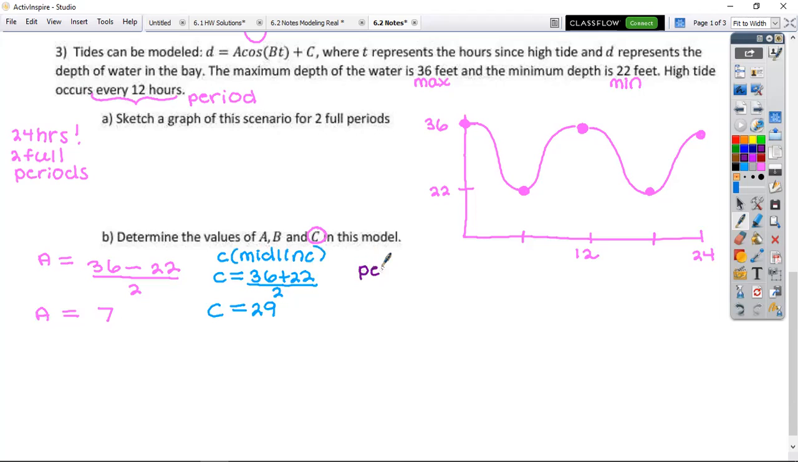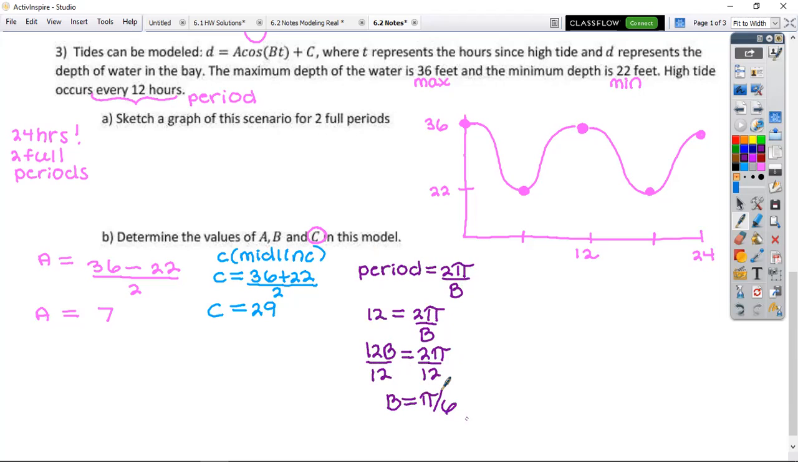So I'm going to do period is equal to 2 pi over frequency. And we know one of these, period. So 12 hours is equivalent to 2 pi over b, cross multiply and solve. So 12b is equal to 2 pi, divide, simplify. All right, so my frequency value is pi over 6.